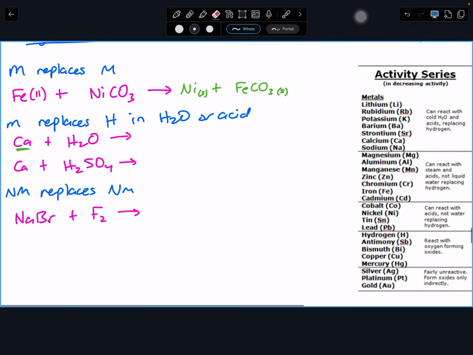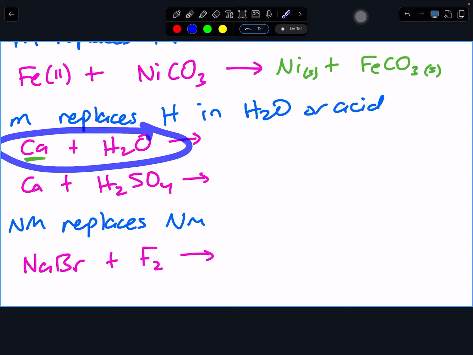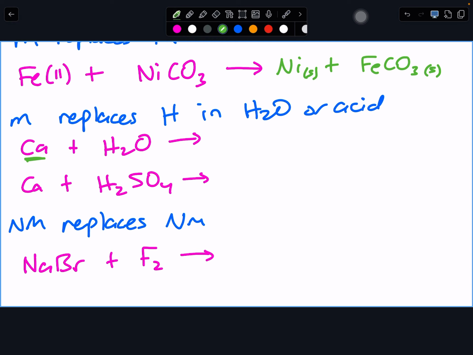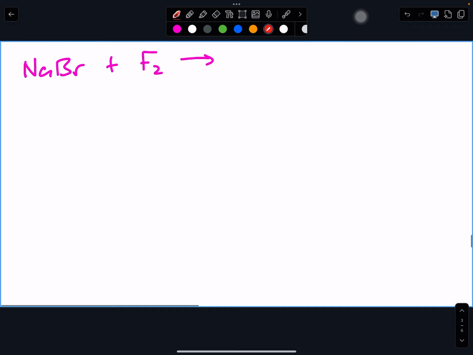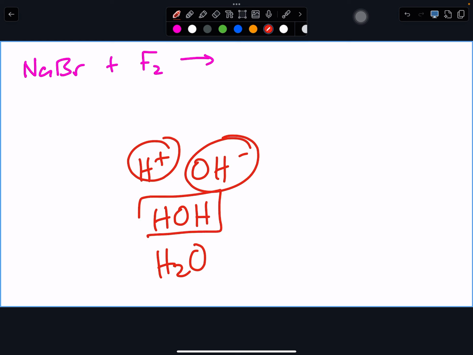Next one, a metal replaces hydrogen in H2O or acid. So obviously, what is this one? H2O. Do you remember whenever we would write water? Water would be made up of H plus and OH minus. What's the formula? HOH. Keep that in mind. Water is actually written HOH. We just make it look like H2O. Why? Because H plus and OH come together and make HOH when we cross the charges. Hydroxide and hydrogen.